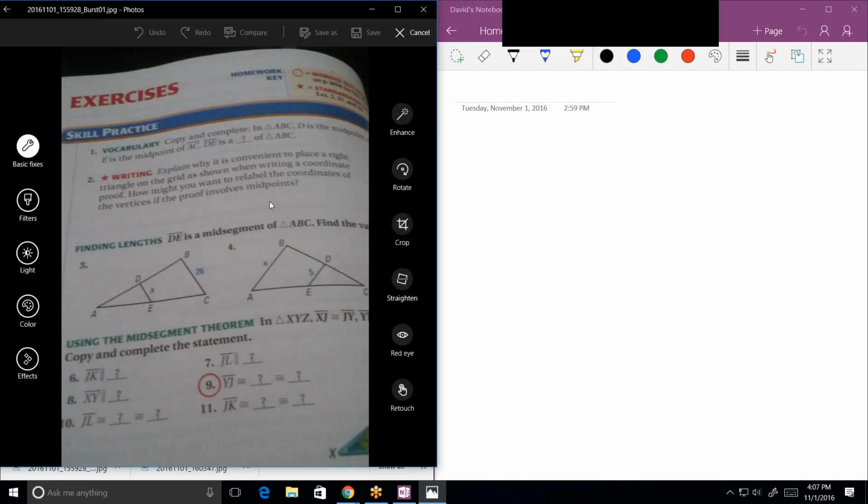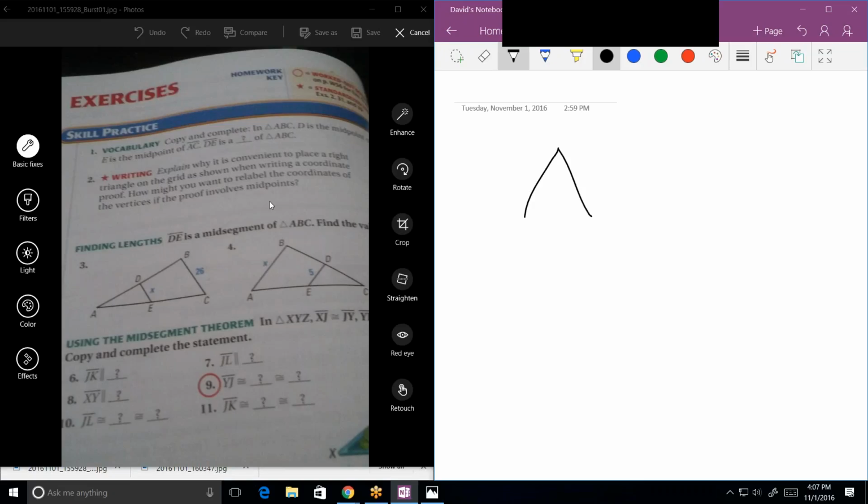Yes. Okay, so in triangle ABC, D is the midpoint of what? What's the rest of that say? D is the midpoint of AB, and E is the midpoint of AC. DE is a midsegment. Is it horizontal or vertical? It's a line connecting two midpoints of a triangle.